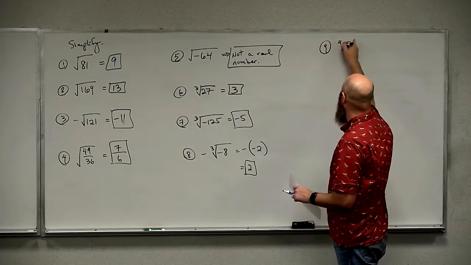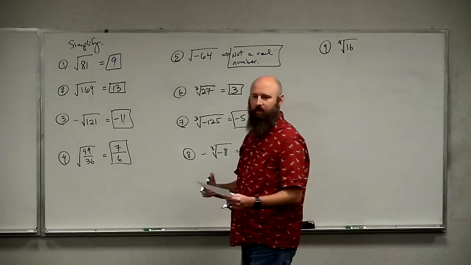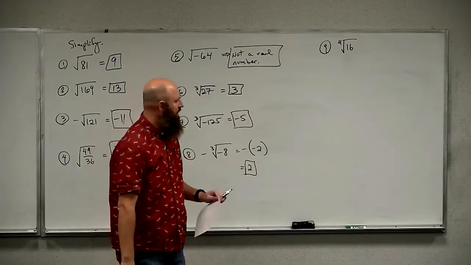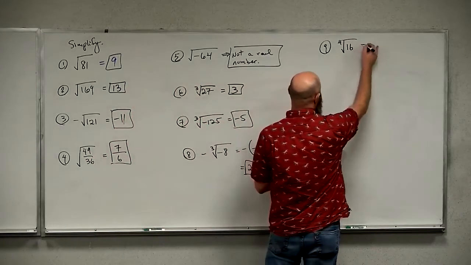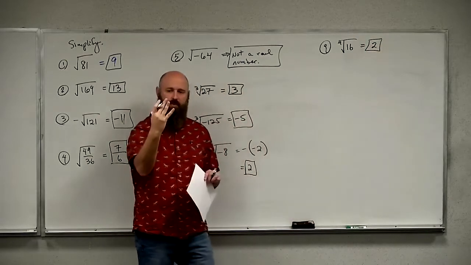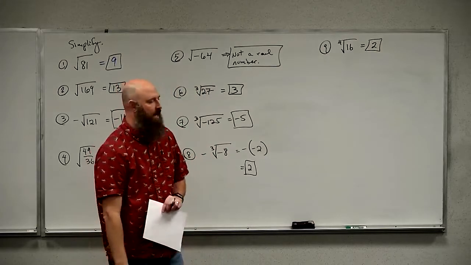Number 9, the fourth root of 16. So again, a lot of calculator work here. If you memorize a few of them, you may figure this one out pretty quickly. But this one is going to be 2. It's 2 times 2 times 2 times 2. See, I did it 4 times there. Gives me 16 for that one.